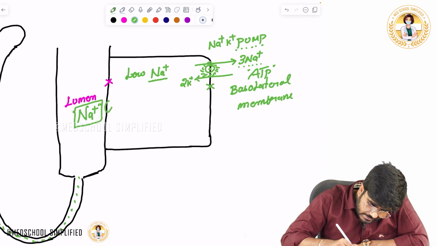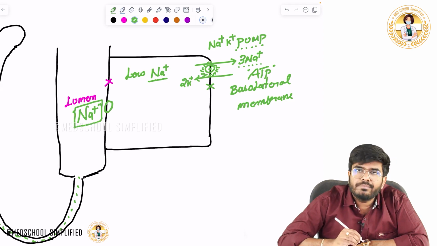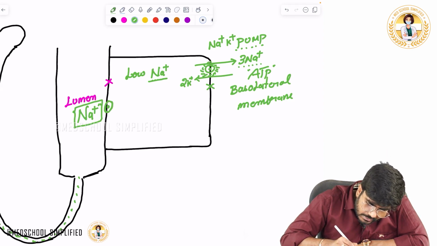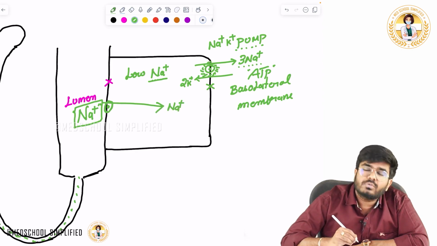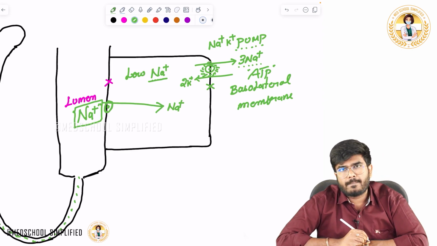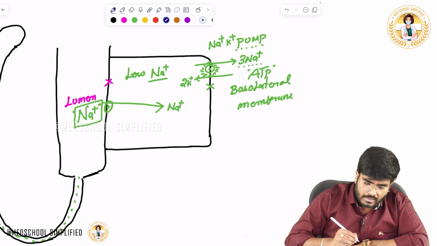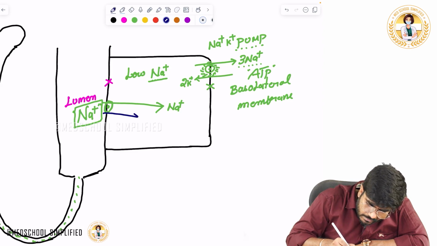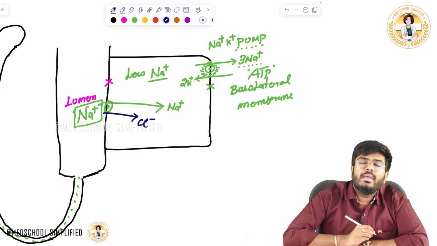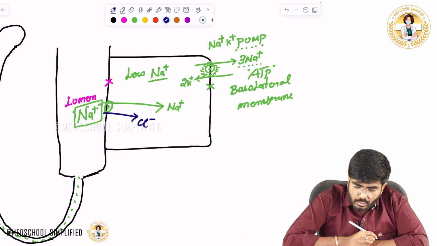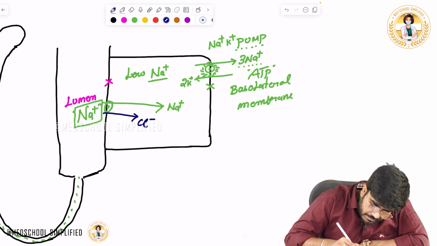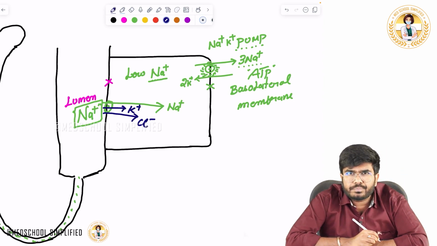Now here there is a transporter. Through this transporter, sodium is moving from high concentration to low concentration. Which means sodium is reabsorbed. Now along with the sodium, not only sodium, even chloride will come into the cell. Sodium, chloride, and even potassium. Sodium, potassium and 2 chloride.